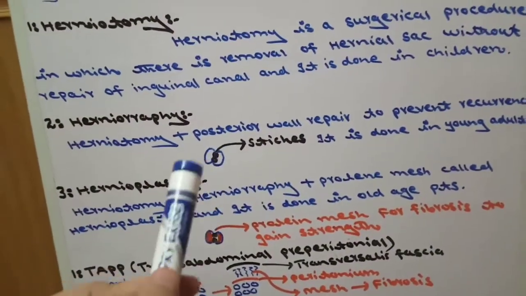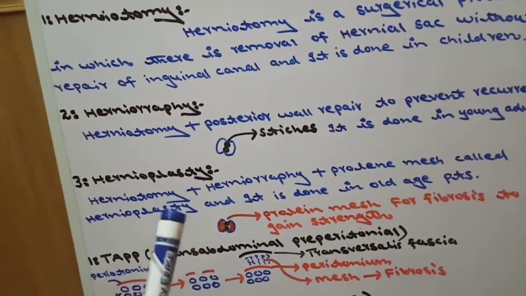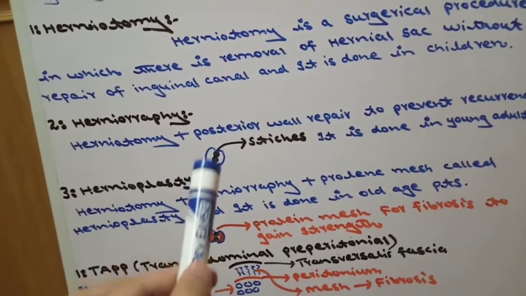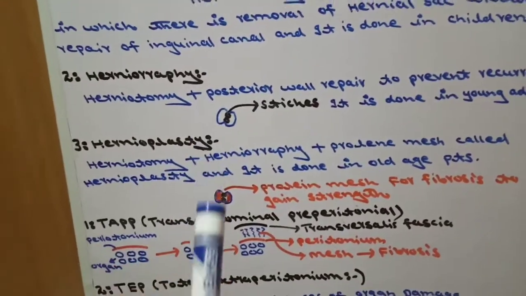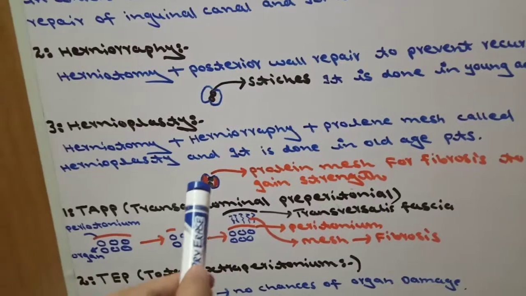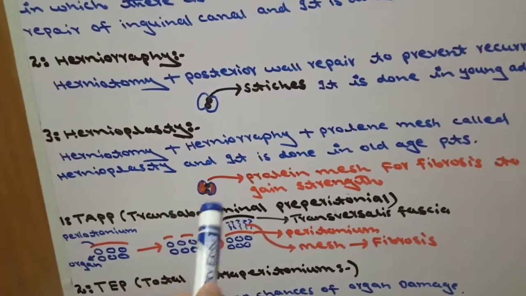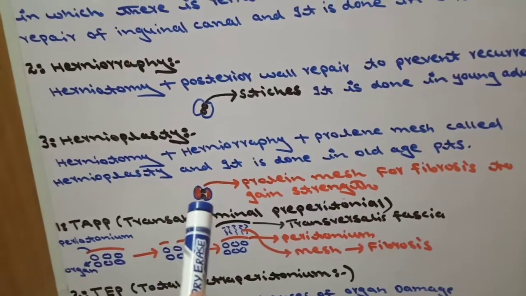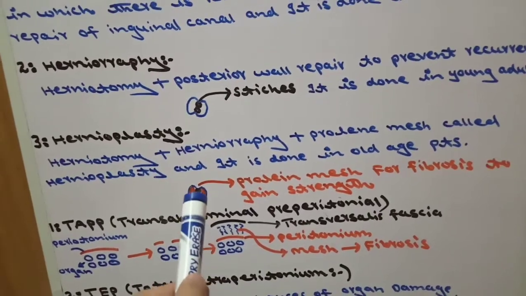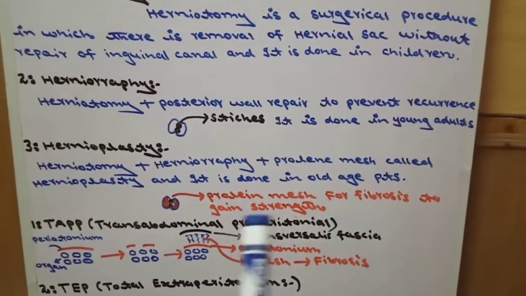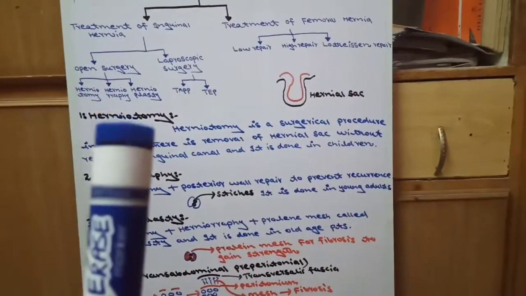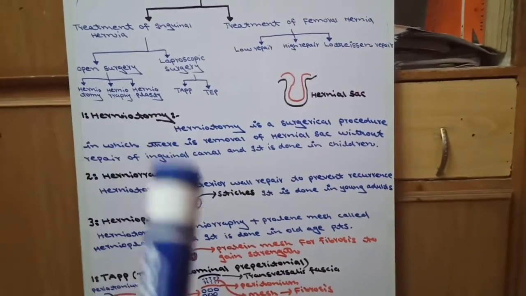This is the diagram of herniorrhaphy. In herniorrhaphy, we place the stitches at the posterior wall. What is the difference between the herniorrhaphy and hernioplasty diagrams? This diagram and this diagram are the same. We apply the black stitches and the green portion is the same, but here we apply the red plastic material, the Prolene mesh, to gain fibrosis and strength. These are the three methods of open surgery: herniotomy, herniorrhaphy, hernioplasty.